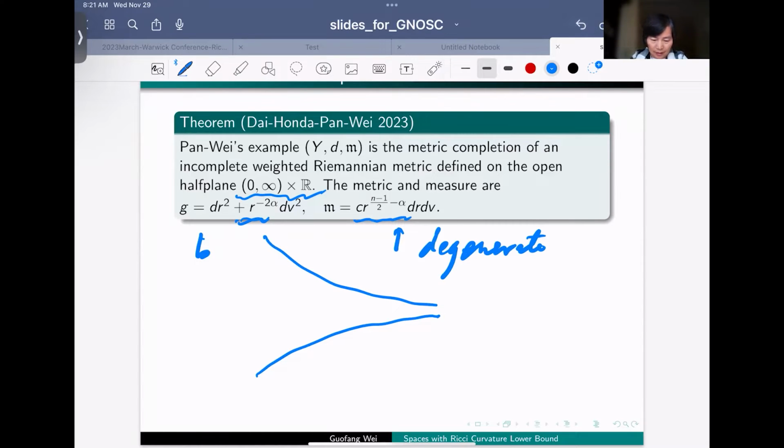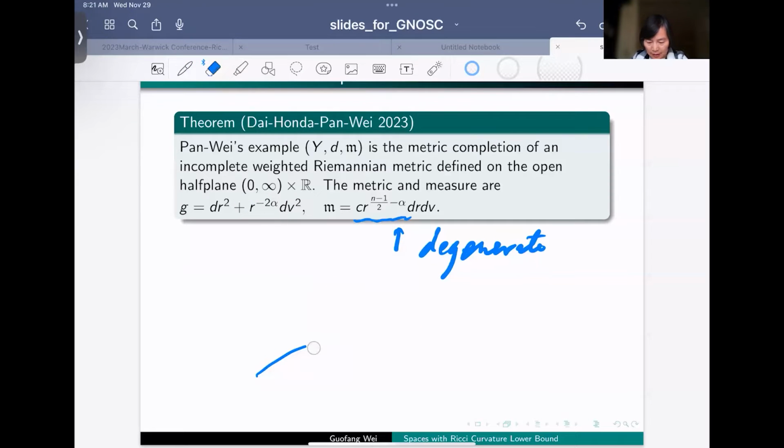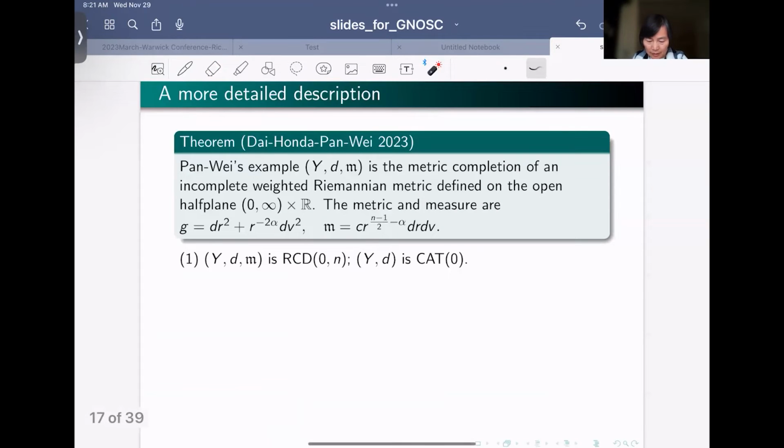Okay, so from this construction, we can much more clearly talk about this. Because of the degenerate measure, even though this looks very, very negative, this convex function is still RCD non-negative. Again, it's just language, namely it's still a Ricci limit space with non-negative Ricci curvature.